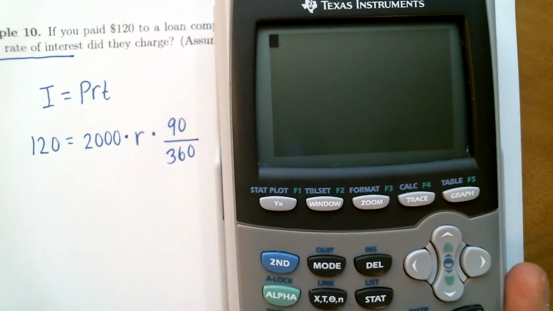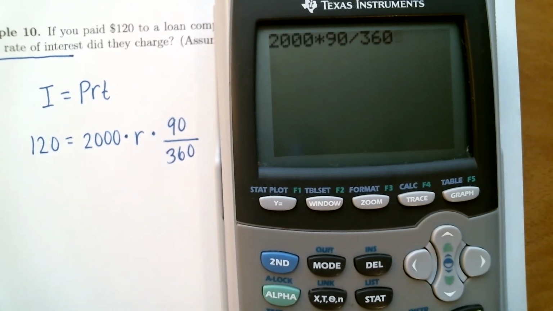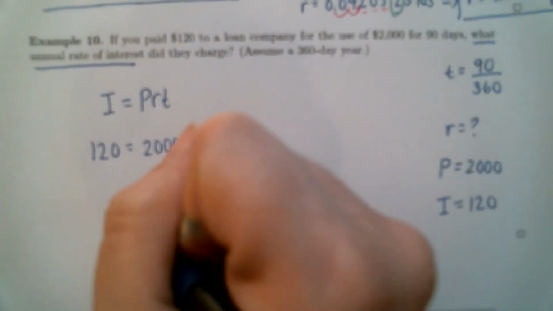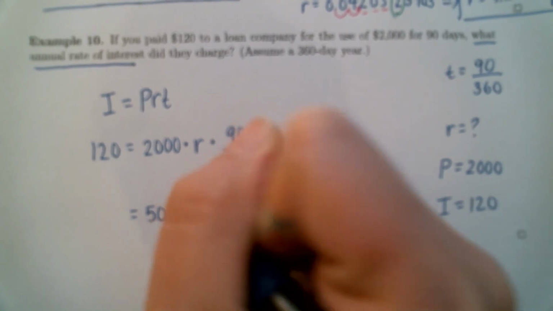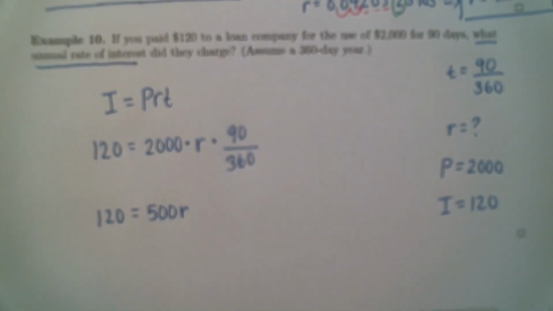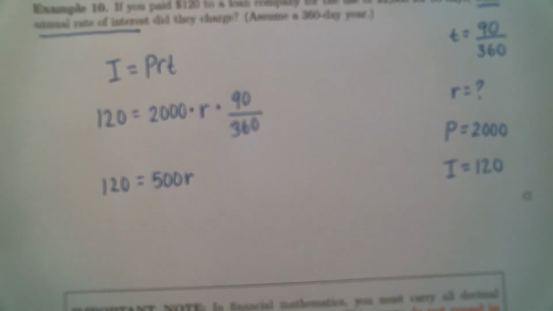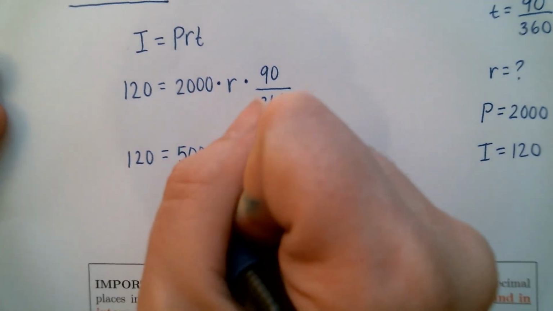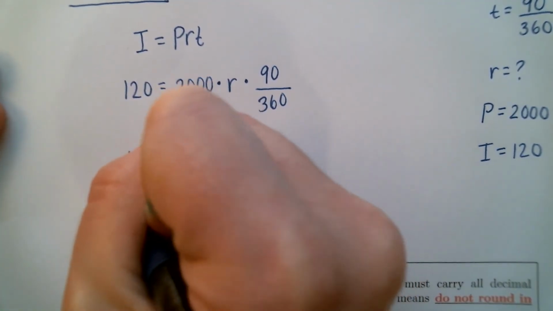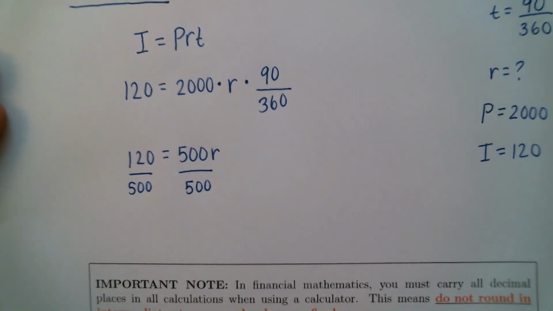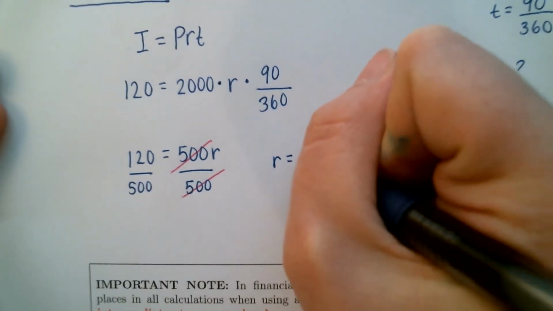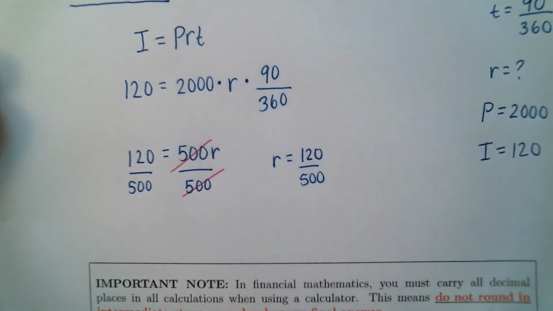So if we do that here, we're going to get 2,000 times 90 over 360. That's going to turn into 500. So the right side is going to become 500 times R. The left is still 120. Now if we want R by itself, this is 500 times R, so we need to do the opposite, divide by 500. Whatever you do to one side, you have to do to the other. The 500s will cancel. You're going to get R equals 120 divided by 500. Stick that in the calculator.